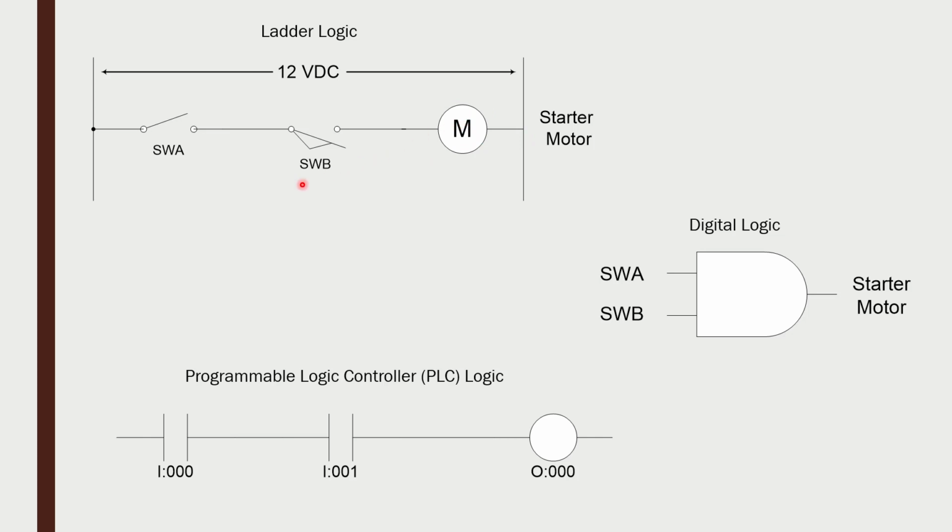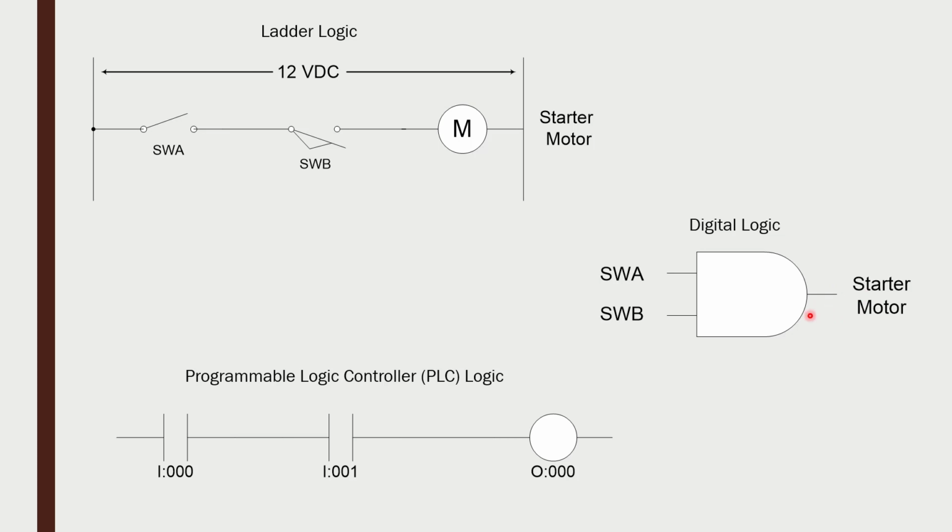If I looked at the same logic with digital logic, it would look like this. This is an AND gate. With an AND gate, all inputs have to be true or high or on in order to get the output to go high or on. So switch A and switch B would both have to be on before the starter motor output would be output here.